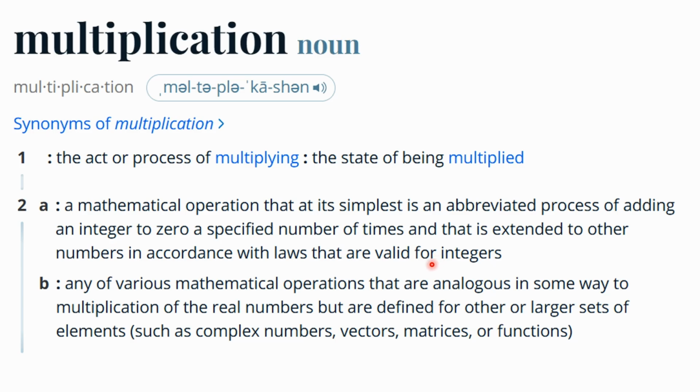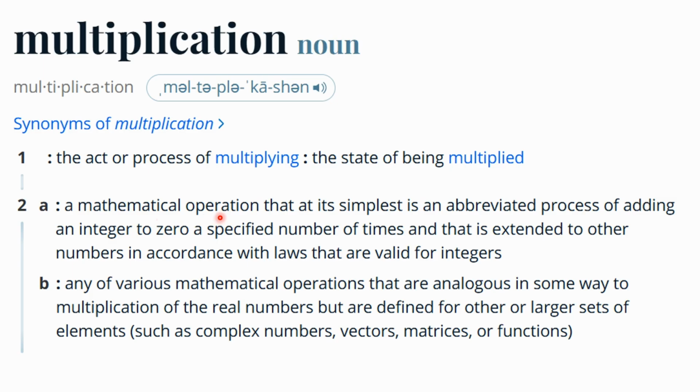All right. And all you got to do is open up your Webster's dictionary and look at the definition. Multiplication, pretty simple stuff. The act of or process of multiplying, the state of being multiplied. Now, this one here is really critical. This 2a, a mathematical operation that at its simplest is an abbreviated process of adding an integer to 0 a specified number of times, and that is extended to other numbers in accordance with laws that are valid for integers. Now, that sounds almost like lawyer speak, but basically, I can interpret this for you and say what this is telling us is multiplication is literally defined as repeated addition.